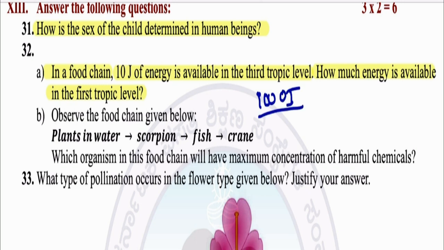be 1000 joules. Observe the food chain given below. Plants in water, next scorpion, next fish, and then crane. Which organism in this food chain will have maximum concentration of harmful chemicals? And as you know, the answer is crane.